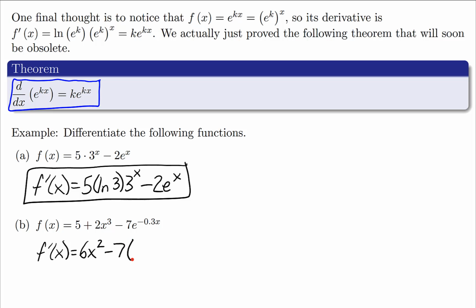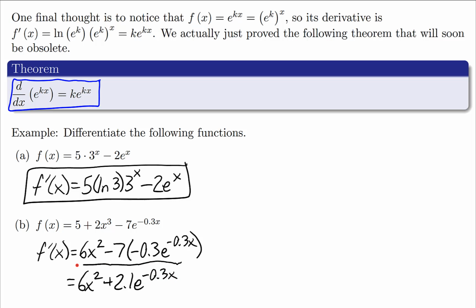It's a coefficient. And then this one is the e to the kx. So the k is the negative 0.3. When I take the derivative, I get k e to the kx. And just simplifying that a little bit, let's write this as 6x squared plus 2.1 times e to the negative 0.3x, just multiplying together those coefficients.